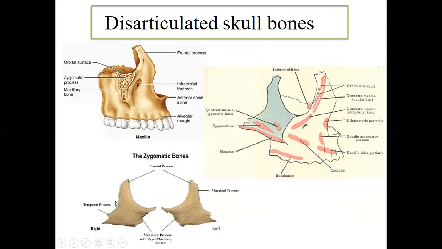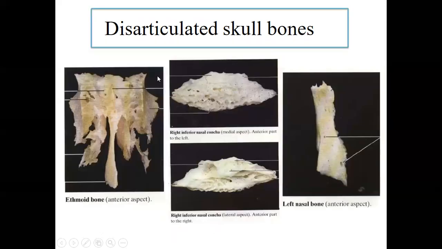Okay, this is the zygomatic bone. So you can see here, zygomatic bone, we have the frontal process, we have the temporal process, and the maxillary process. Okay, this is the ethmoid bone. So you can see here, it is an irregular type of bone. And then we have the right inferior nasal conchae on the middle aspect, and then this is the lateral aspect, and this is the left nasal bone.